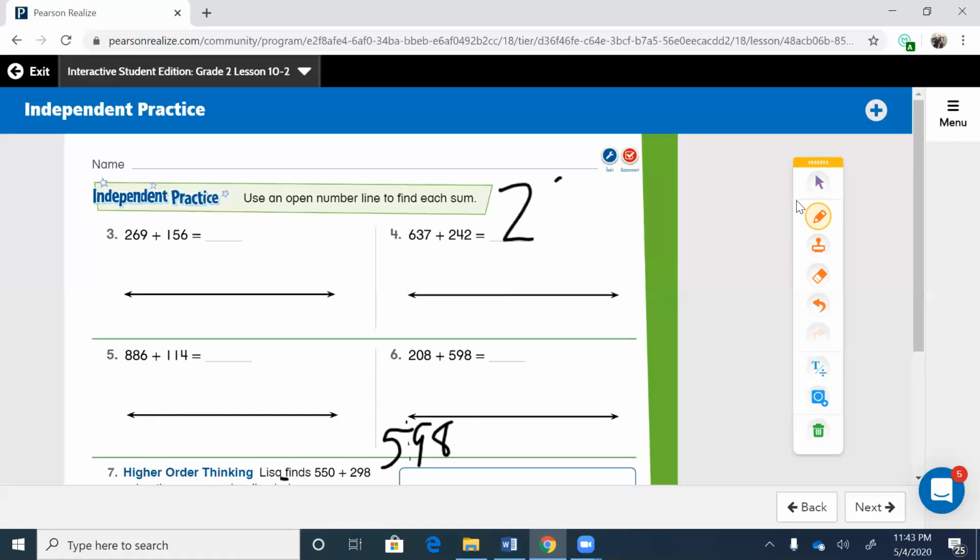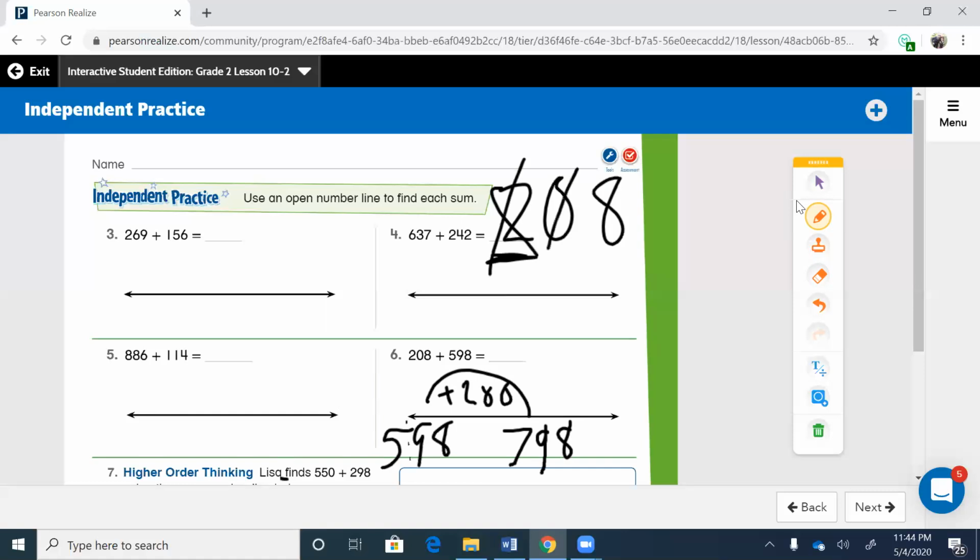All right, I'm writing my 208 up here. I'm going to start with the hundreds. 2. Okay, 5 is in the hundreds place. Let's jump 200. 5 plus 2 is 7. Okay. 10s and 1s stay the same. Look, there's 0 10s, so we don't have to do anything there. And 8. Jump of 8. And for these, I just count. 798, 799, 800, 801, 802, 803, 804, 805, 806. 806. Okay.